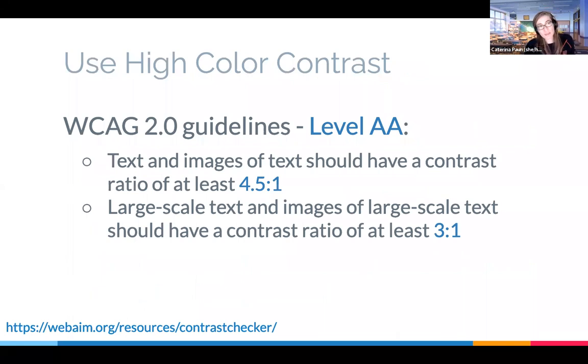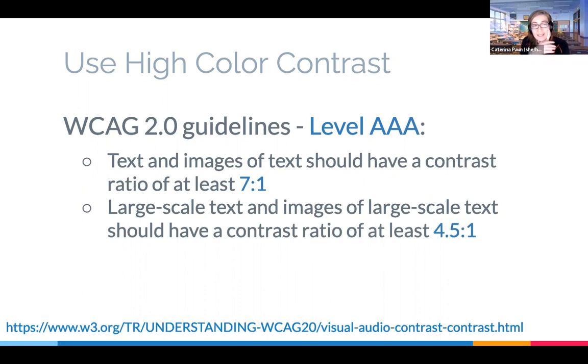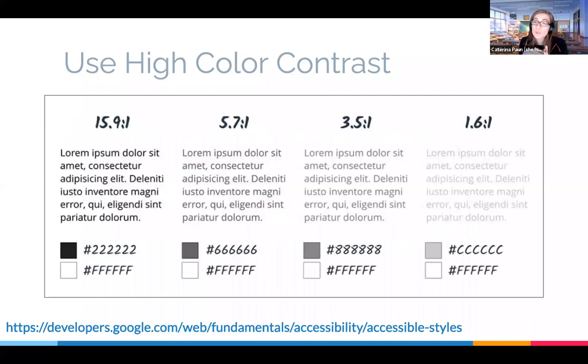Up next, we're going to talk about color contrast. There are two levels, AA and AAA. Text and images of text should have a contrast ratio of at least 4.5:1, and 3:1 for large-scale text, for AA. AAA is 7:1 and 4.5:1. So what does this mean?